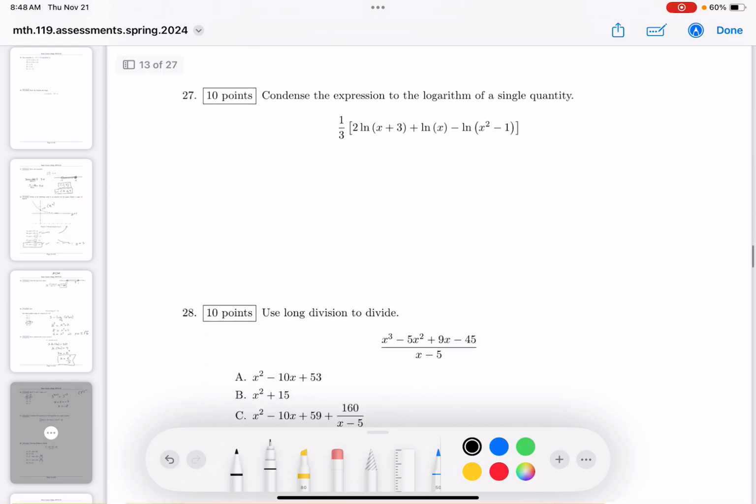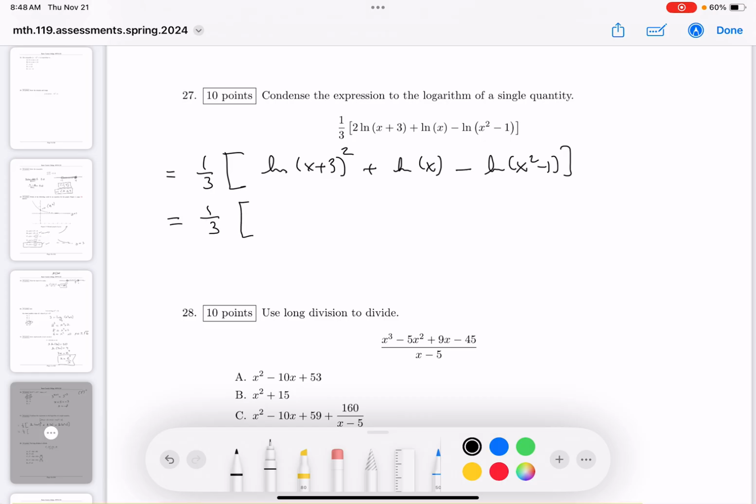We're done with that. This one's a condensation problem, and there are a variety of ways of doing it, but I'm going to work inside the grouping symbol first. So 1/3, this can be natural log of x plus 3 squared plus the natural log of x minus the natural log of x squared minus 1. The next thing I would do, I'm just using rules of logs. I'm going to do the inside now. What do you get there? ln of x plus 3 squared, I'm just doing one step at a time, times x. I just did these two terms over here, minus the natural log of x squared minus 1.